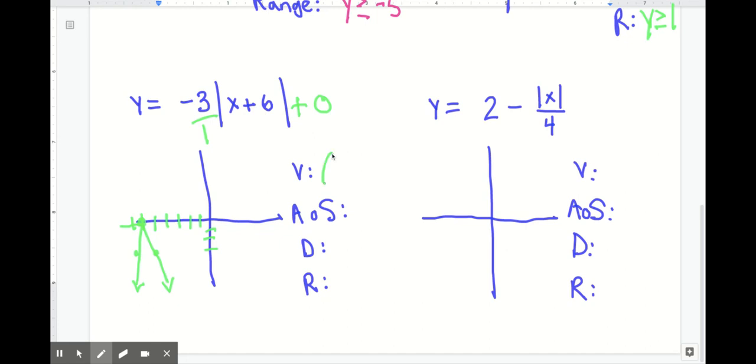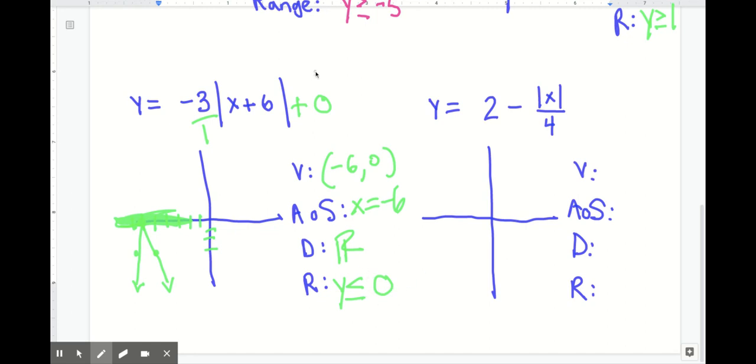So the vertex on this picture is -6, 0. My axis of symmetry is x equals -6. Domain all real numbers. And the range on this one, the y's on my picture are all below 0. If you have an opening down V, you're going to have a less than or equal to instead, and it's going to be 0. So negative graphs have a less than or equal to on their range.